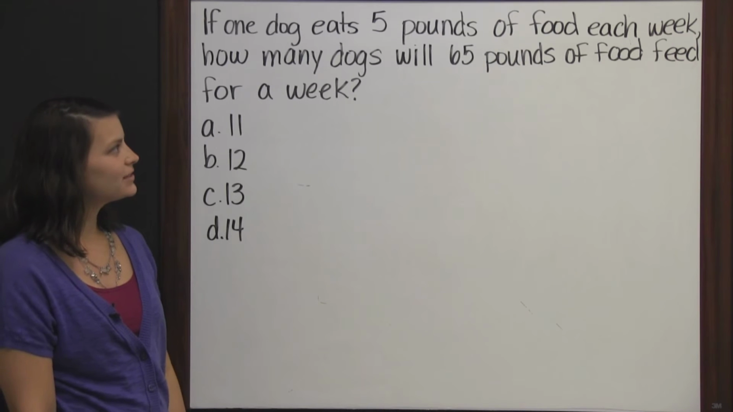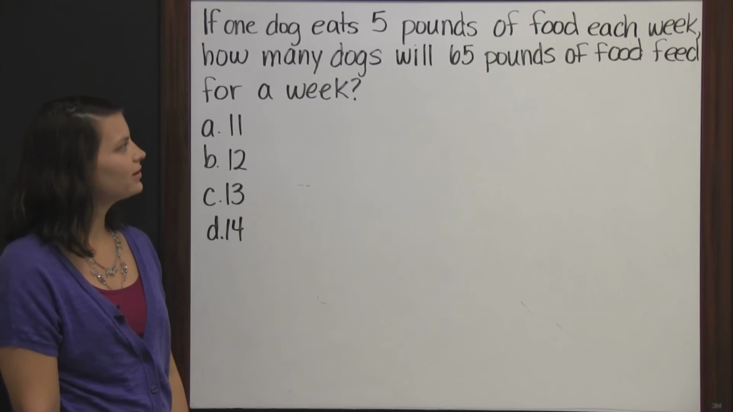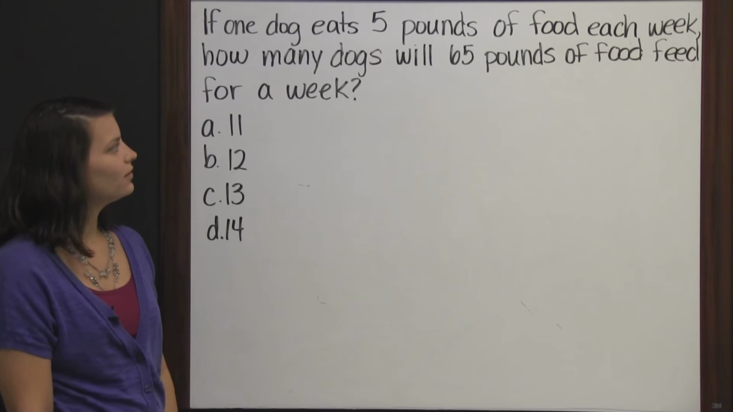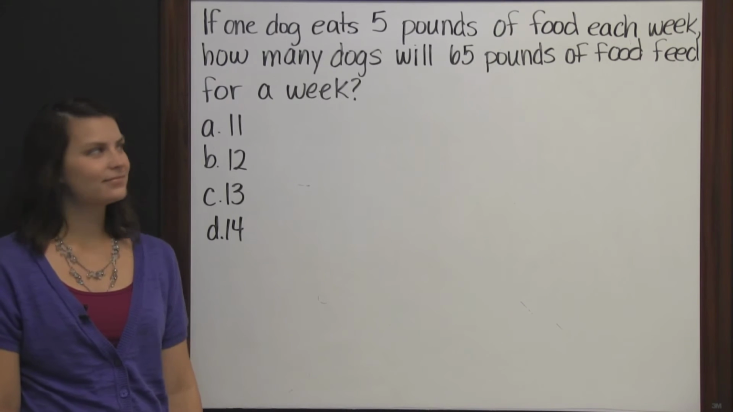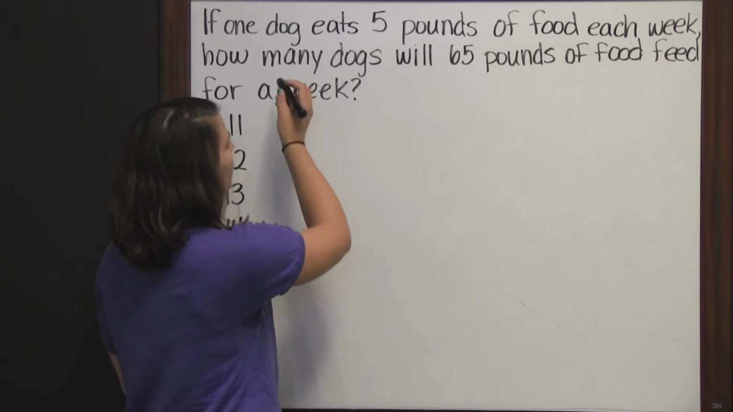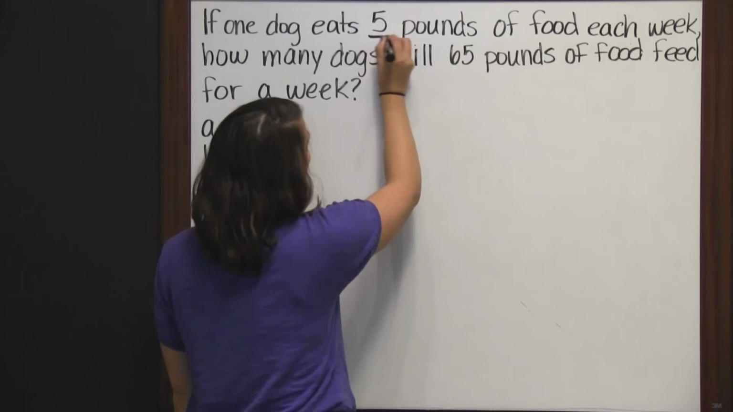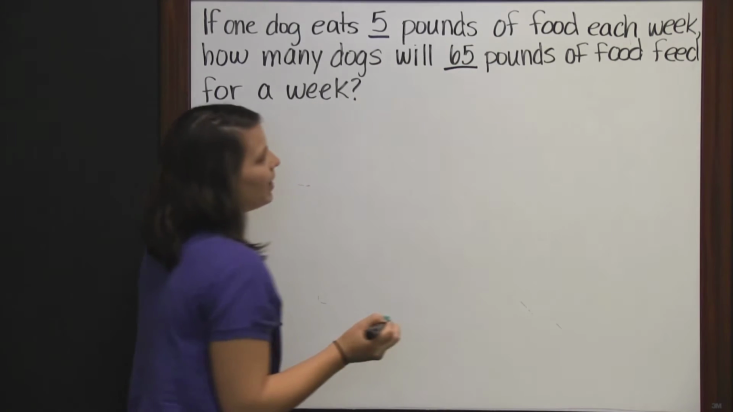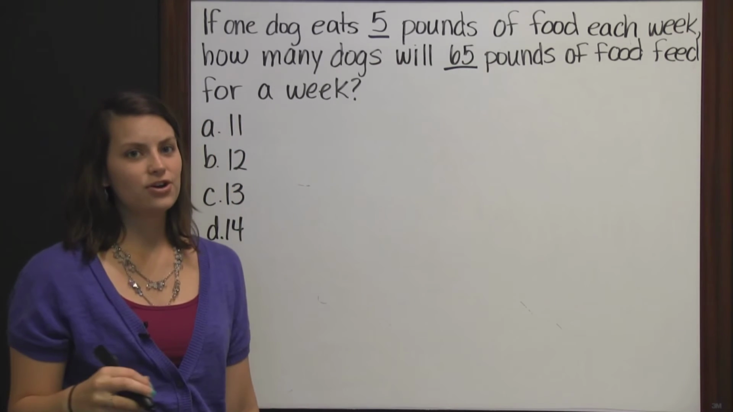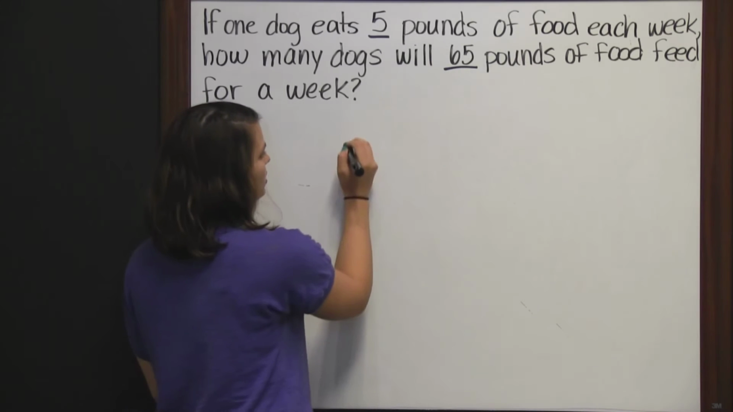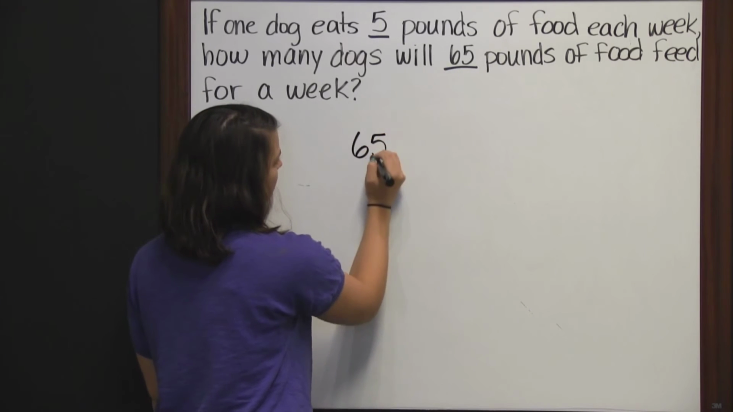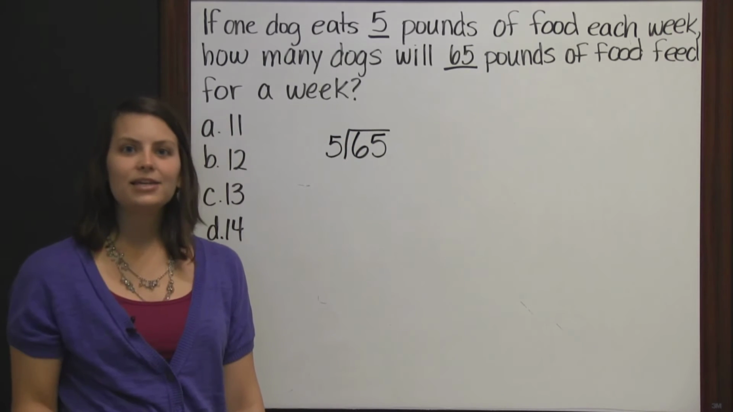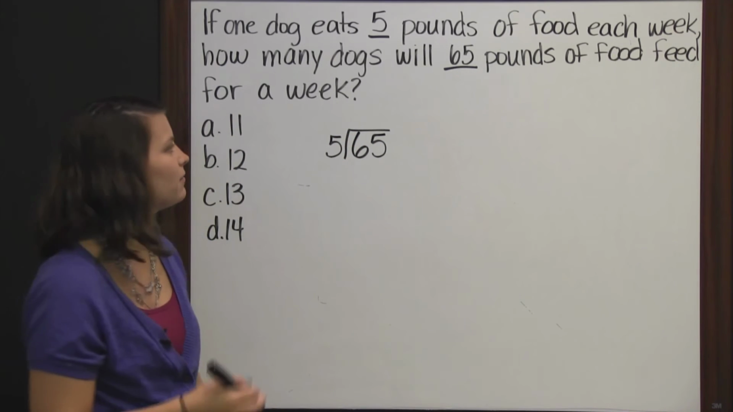If one dog eats 5 pounds of food each week, how many dogs will 65 pounds of food feed for a week? So we know that one dog eats 5 pounds of food in a week. If we have 65 pounds of food, how many dogs can we feed? We just need to take the 65 pounds of food and divide it by 5, since each dog requires 5 pounds of food.